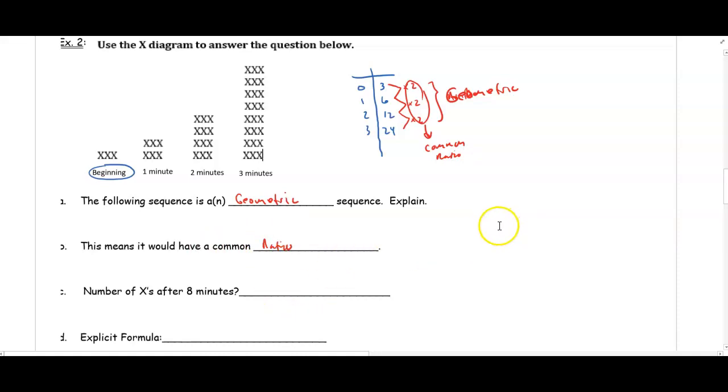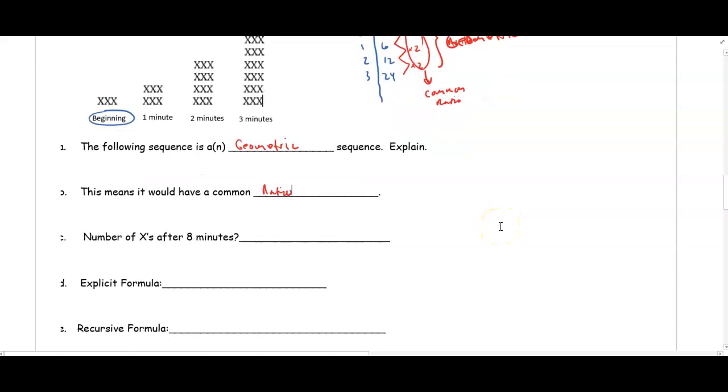Now, how many x's would there be after 8 minutes? Well, let's go ahead and write the explicit formula. And remember, in the explicit formula, it's a times b to the x, where a is that initial amount, and b is that common ratio. So f of x equals my initial amount. How many x's did I have at the beginning? 3, right? Times, what was my common ratio? 2 to the x power.